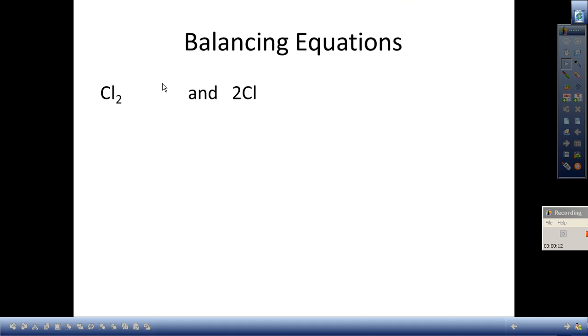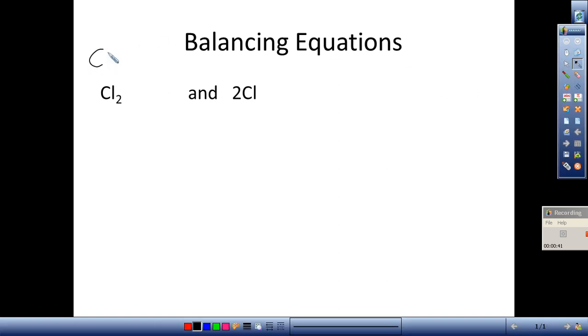First thing we want to do is make sure we can translate what we're seeing and we know how many of each thing we have. So before we balance equations, we just want to figure out if we can count atoms. So here we have Cl2 and 2Cl. Remember, the only difference is this guy is bonded. This is a molecule of chlorine, and there's two of them.